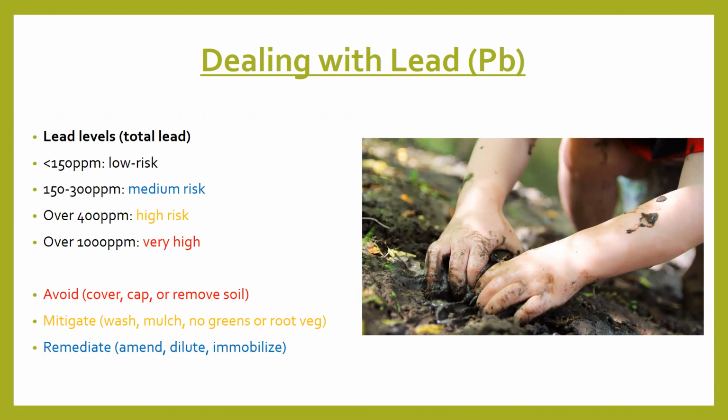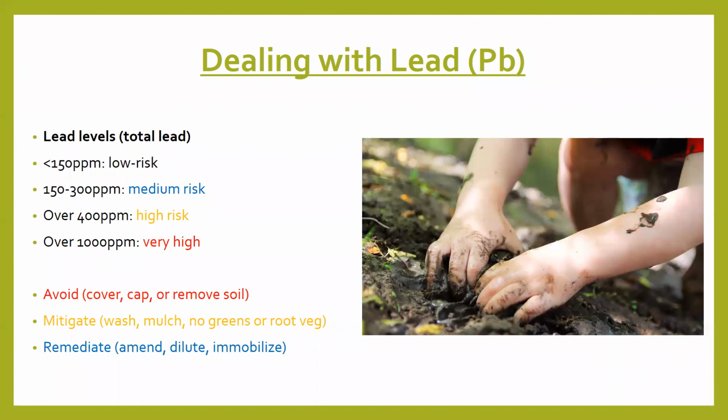If you want to just mitigate your risk to lead, especially with lower levels, you might just want to wash your vegetables or mulch heavily around all of your plants. Avoid growing greens or root vegetables and stick to tomatoes and bell peppers and cucumbers. Really just be careful not to come into direct contact with the soil.